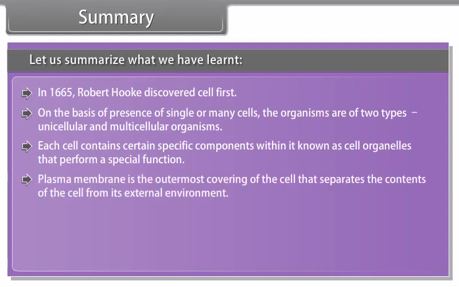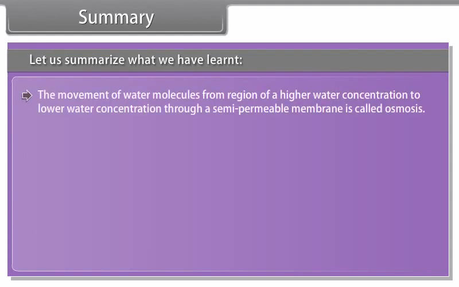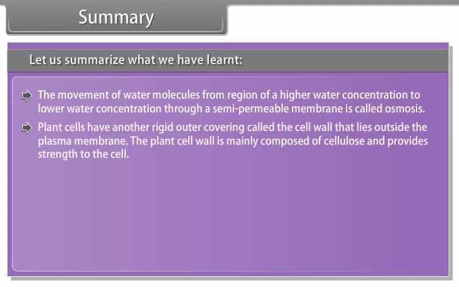Assessment. Match the following. Summary. Let us summarize what we have learned. In 1665, Robert Hooke discovered the cell first. On the basis of presence of single or many cells, the organisms are of two types, unicellular and multicellular organisms. Each cell contains certain specific components within it, known as cell organelles that perform a special function.